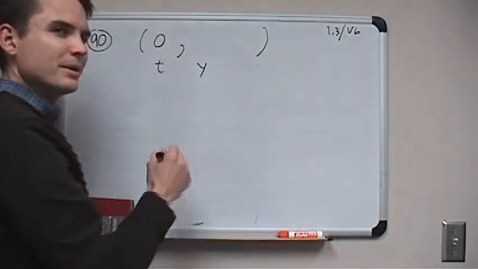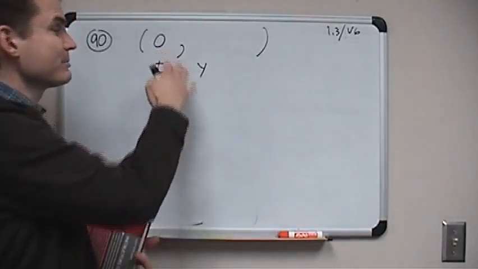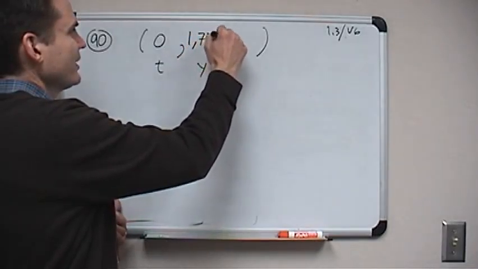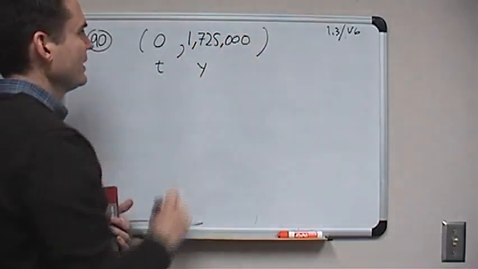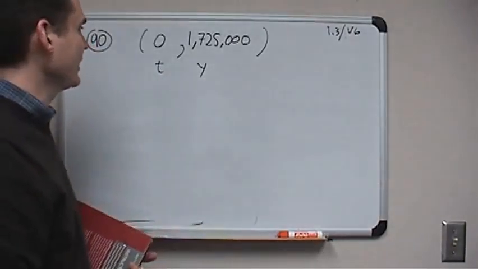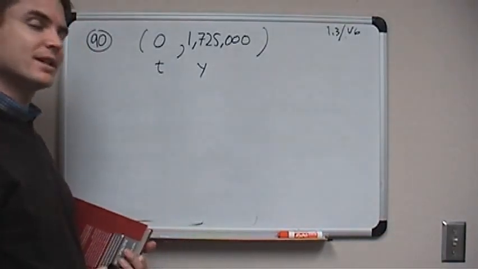So in year 0, the number of years after construction, well, when it was constructed, it's been 0 years, right? The value is $1,725,000. Okay, so that's an XY pair, or in this case, a T, Y pair. Okay, no big deal. I'm just calling X T basically because it represents time.